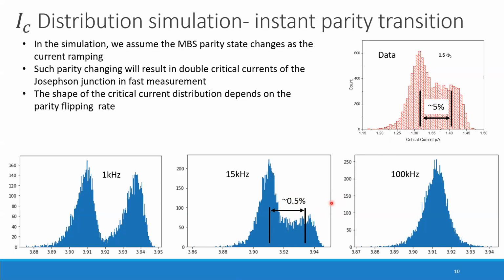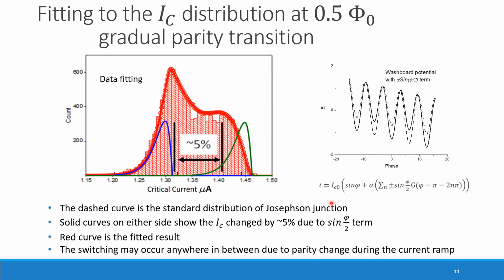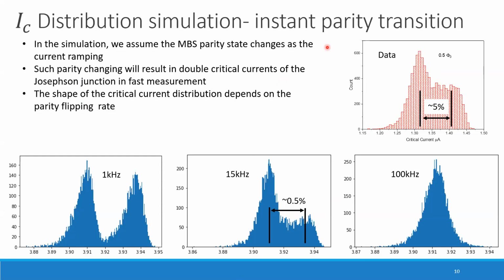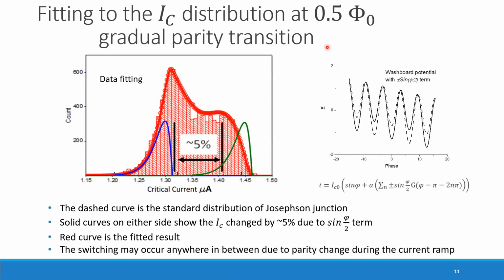So here is another idea to simulate the current distribution. Instead of assuming an instant parity transition of the Majorana bound state, we can assume the parity transition is actually a gradual, smooth process. So whenever the parity of the Majorana bound state changes, the washboard potential will not have an instant switch. It will smoothly go from one type of washboard potential to the other type. And if you assume such a smooth change with time, we can actually fit the data better.